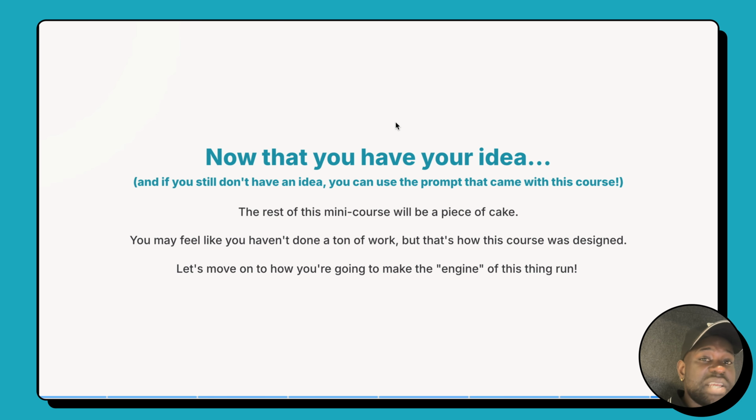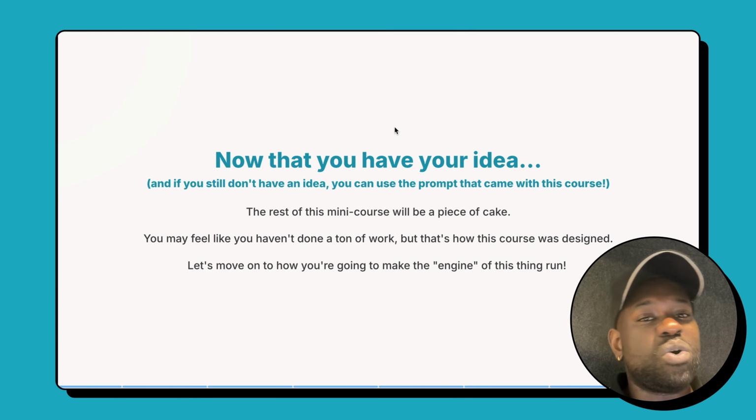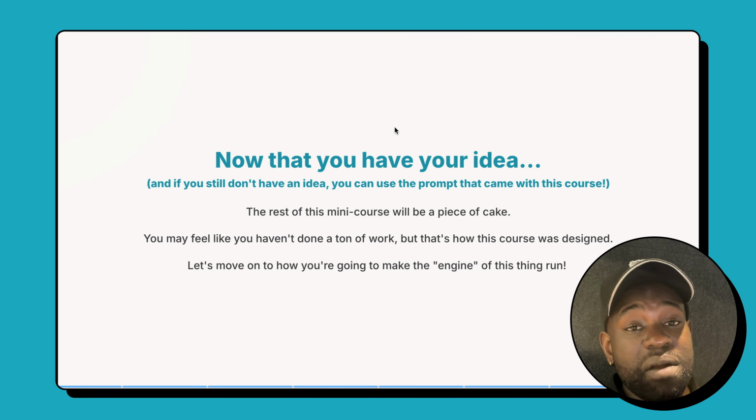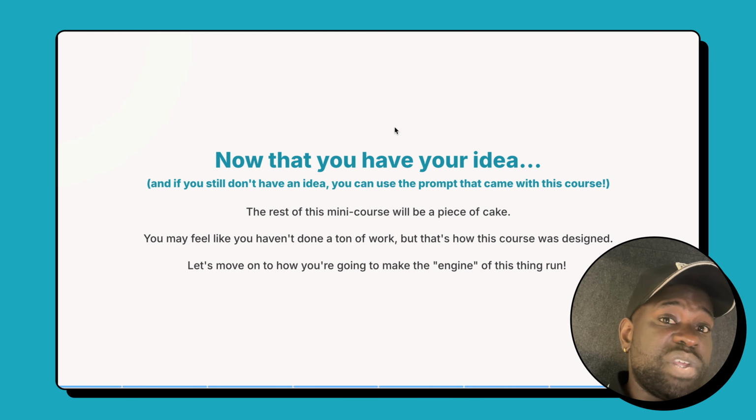And now that you have your idea, and if you still don't have your idea, you could just use my prompt that came with this course. Just plug in your information and it'll give it to you. But to be completely honest, the rest of this course will be a piece of cake because you've clarified your idea and you brought it through the 3 Ps. So once you've done those 2 things, you are ready to create a very, very good interactive lead magnet that gets your audience moving. So let's move on to the next lesson where we're going to talk about building the back end, the brain of your lead magnet without you thinking about it. Let's go.